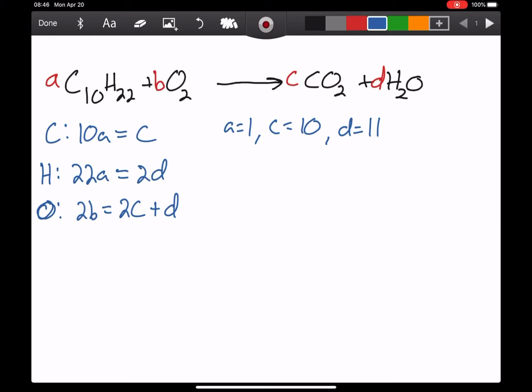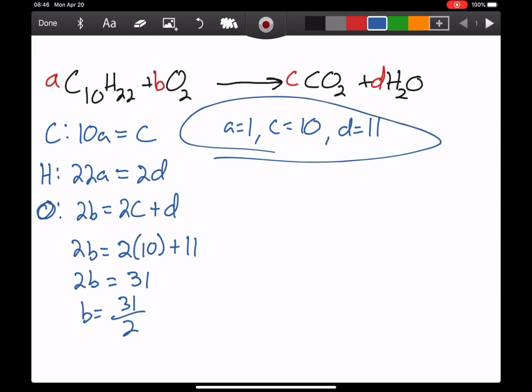Now that we have A, C, and D, we can solve for B. So 2B is equal to 2 times 10, because that is C, plus 11. Simplify that, 2B is equal to 31. Simplify it again, B is equal to 31 halves. Now I would keep it in fraction form. It's going to make it easier to simplify in a moment. So now we found that A equals 1, C equals 10, D equals 11, and B equals 31 halves. So we have those solved.